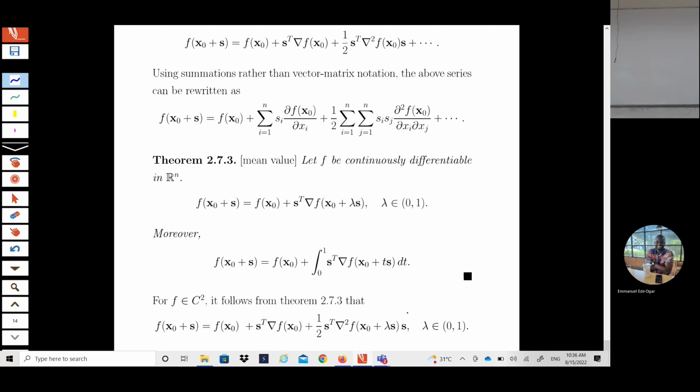The mean value theorem can also be expressed in the integral form. People usually get used to the differential form more, but this is something useful as well, so I put it together here in the review. So f(x naught plus s) is equal to f(x naught) plus the integral from 0 to 1 of s transpose times the gradient of f at x naught plus ts, dt, where t is the dummy variable in the integration.